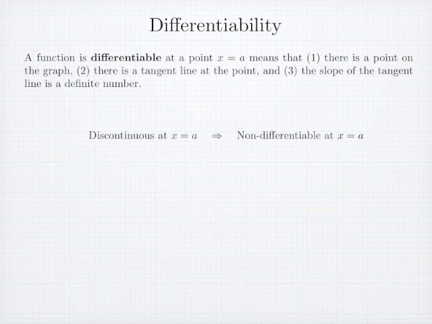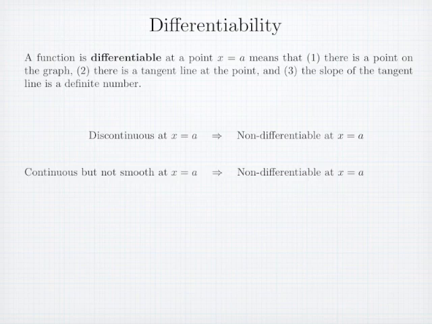The only ways that can happen are if the function is continuous and smooth. If my function is not continuous, I cannot be differentiable. We saw that with a removable discontinuity. We also saw it with a jump discontinuity. In either case, if I thought about the slope of the secant line, I'm going to have an infinite limit, and so I cannot be differentiable.